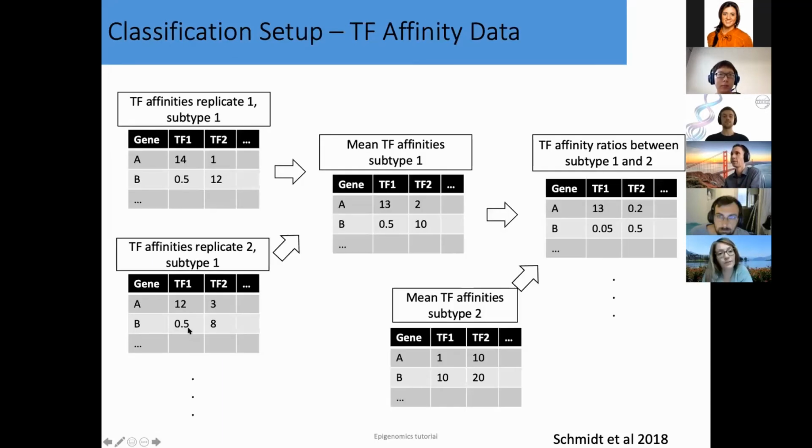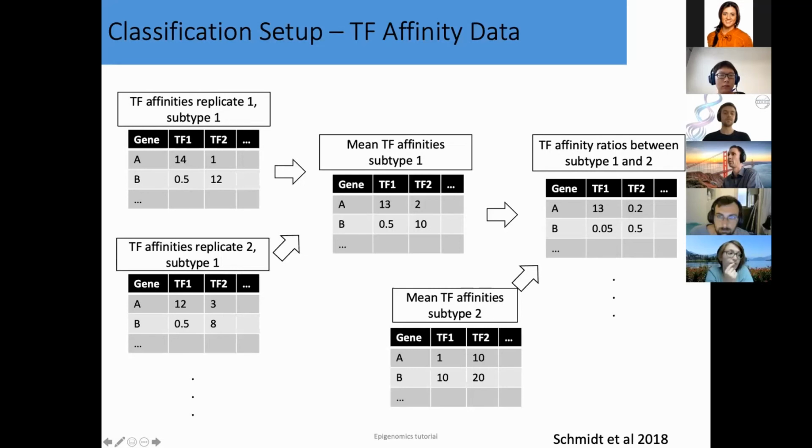Okay, so how do we get to this matrix? I said we run TEPIC on each replicate data set. So this is one output of gene scores for one replicate. We get these two replicates, and we create a mean matrix. So for each corresponding entry, we compute the mean. And then we have this for the two types of samples, for example.